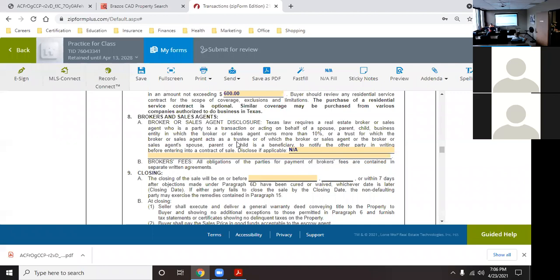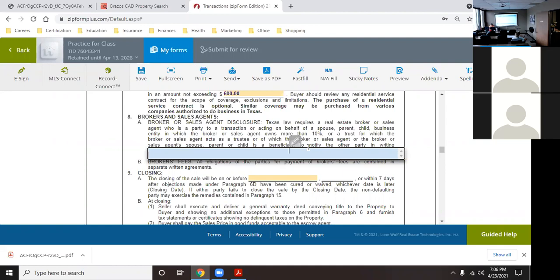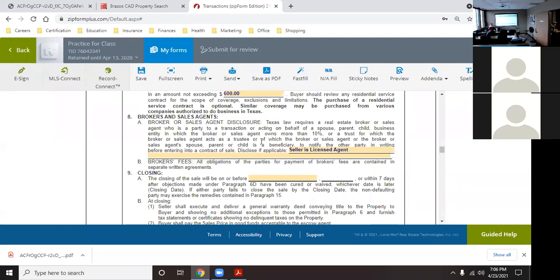Brokers and sales agent. If you have a disclosure to disclose, you would put it here. Let's say in this situation, I'm sending this to Aiden, and I know that Aiden is a licensed agent, because that's what it says on the MLS sheet. It says that the owner is selling the property, and he is a licensed agent himself. You would put on here that the seller is a licensed agent. If I was buying the property for my mom, I would have to put on here that the buyer's agent is the son of the buyer, something like that.